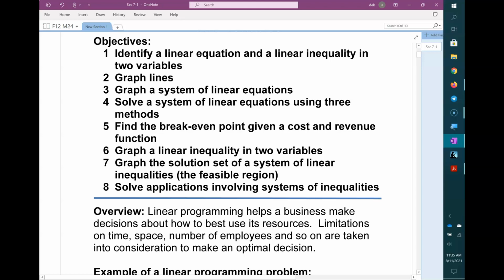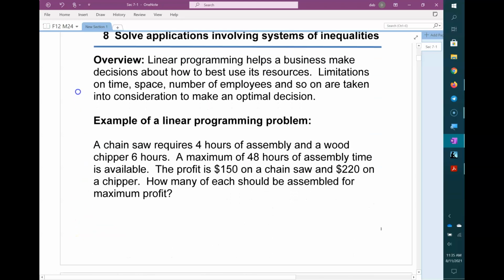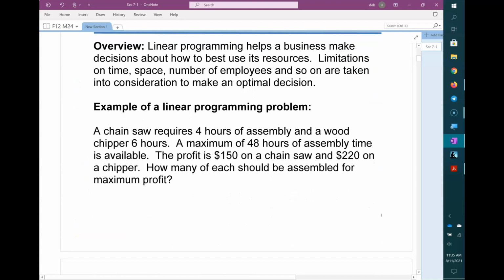Then we're going to graph the solution set of a system of linear inequalities, and then we're going to solve applications using those. Linear programming as a topic is really useful. It can help make decisions about how to use your resources best. If you have any kind of limitations on time, space, number of employees, anything that's limiting you, you take those into consideration to make an optimal business decision.